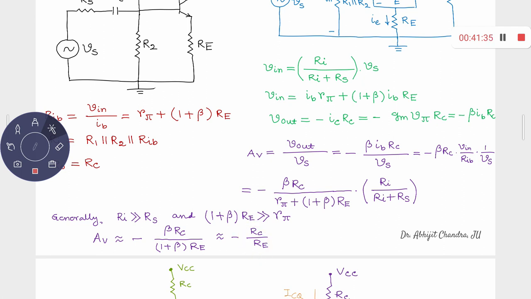So ultimately that is the exact expression. If you just calculate the exact value, then this is the big expression: minus beta RC upon R pi plus 1 plus beta times RE, then you have this RI upon RI plus RS. And if you do some approximation over there, then it is equivalent to minus RC upon RE. Okay?